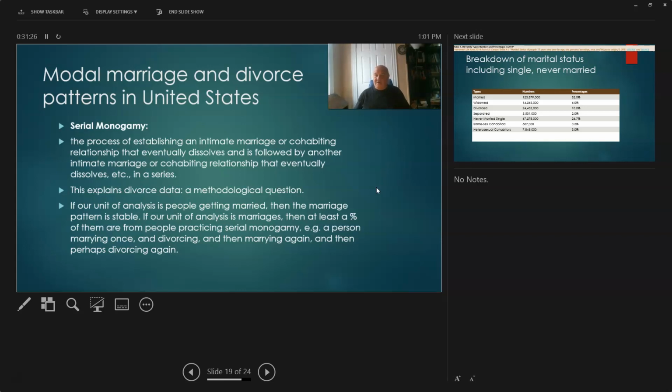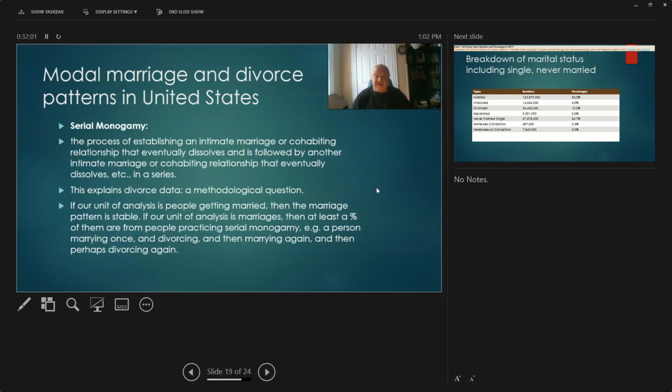You often hear conservative commentators saying that marriage and traditional marriage is collapsing in the U.S. Just look at the divorce rate. But they're not taking into consideration the unit of analysis. Now, unit of analysis is what we are studying. Are we studying individuals or marriages?